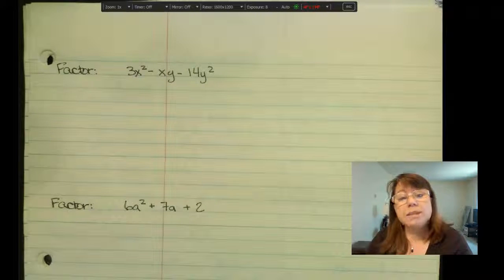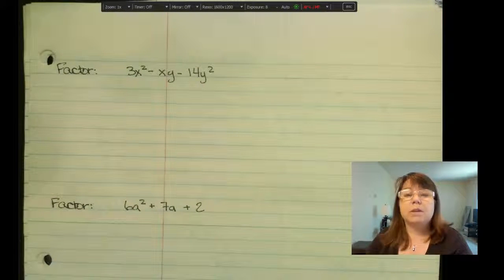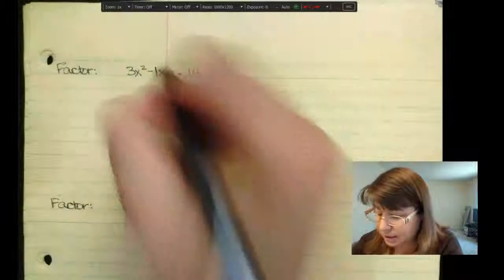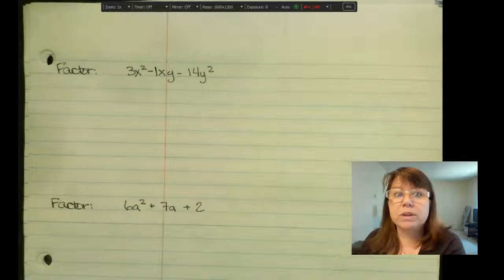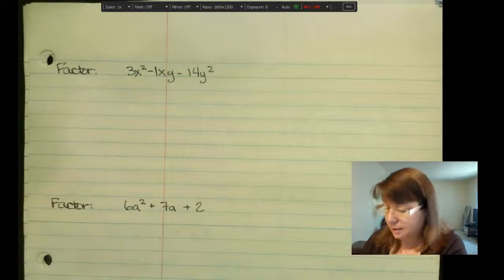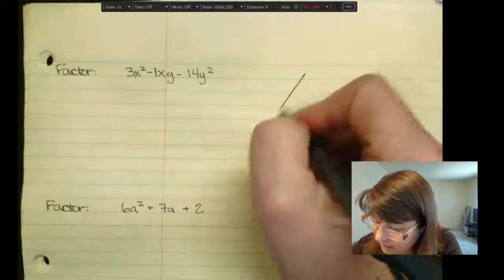I look at the problem and I see, is there any GCF that I can pull out immediately? And no, there's not. So I am going to multiply 3 and negative 14.